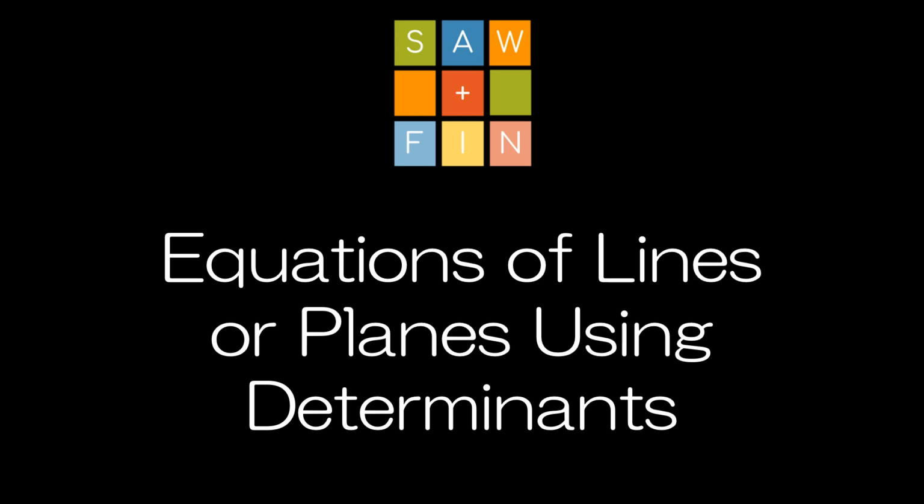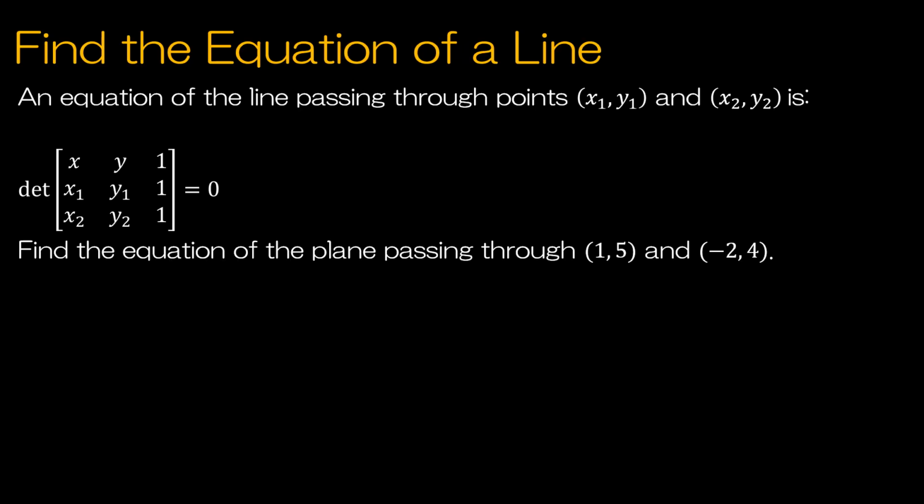Equations of lines or planes using determinants. We can use the determinant of a matrix to find the equation of a line passing through 2 points. So in that case, we're going to keep the first row as x, y, and 1. And you'll find that in doing so, we're able to do cofactor expansion using that first row. Now, before we use that, I just want to point out that a lot of times in mathematics, there's more than one way to find a solution.